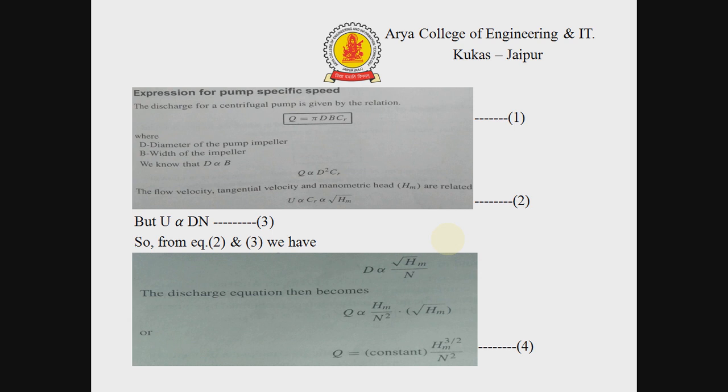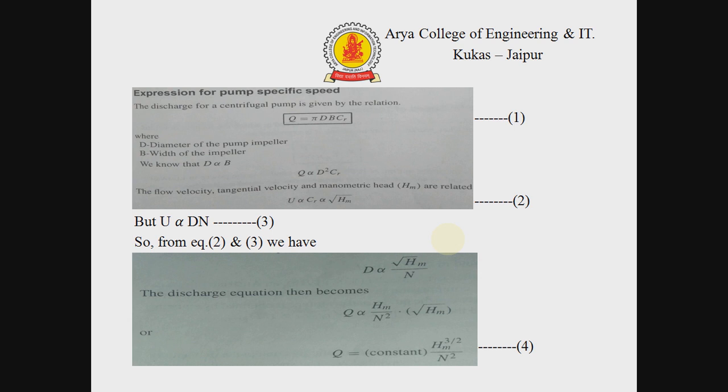Now, let's derive the expression of pump specific speed. The discharge of our centrifugal pump is given by the following relation: Q = πDB·Cr, as shown in equation 1, where D is the diameter of the pump impeller and B is the width of the impeller. We know that B is proportional to D. So if we replace B by D, then Q is proportional to D² into Cr.